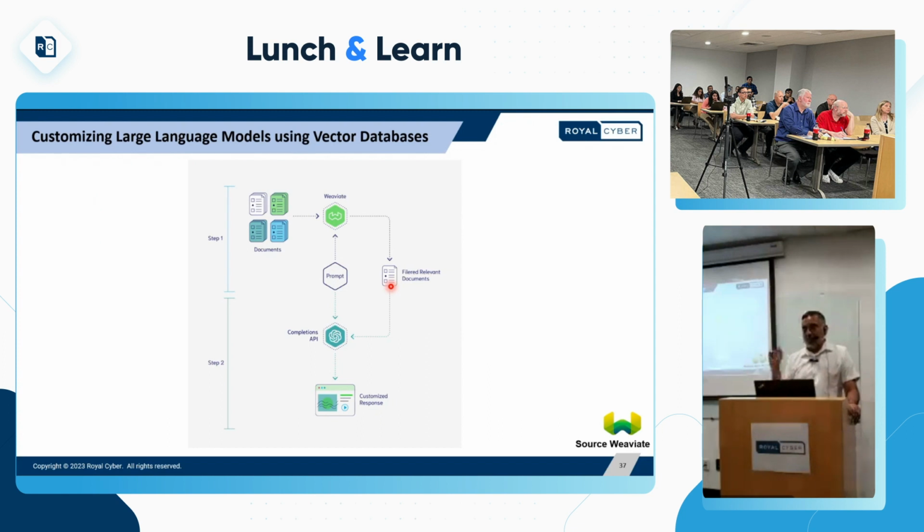Because remember, in the third option of ChatGPT, you have a limitation of only 40 pages. You cannot send more than 40 pages of data. If you send more than that, it will not work. So it will filter out that data, send the prompt and the question to ChatGPT, and ChatGPT will send you the customized answer.